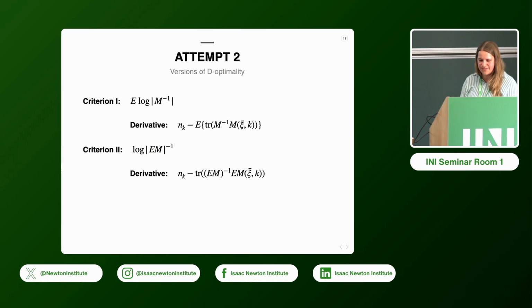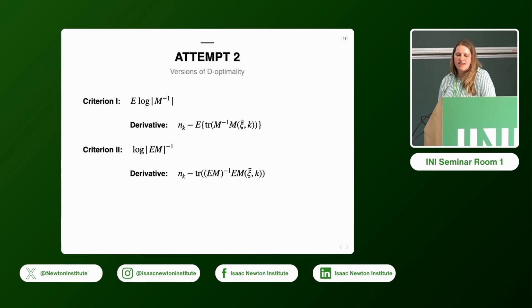And I looked at different versions of the D-optimality criterion. The one on the top is the original one, where you take the expectation of the log of the determinant of the inverse of the Fisher information. But Atkinson's book, Optimum Experimental Designs with SAS, has a chapter on Bayesian design, and it talks about 5 different versions of the D-optimality criterion. One of the other ones is this one, where you take the expectation inside. So you take the log of the inverse of the determinant of the expected Fisher information.